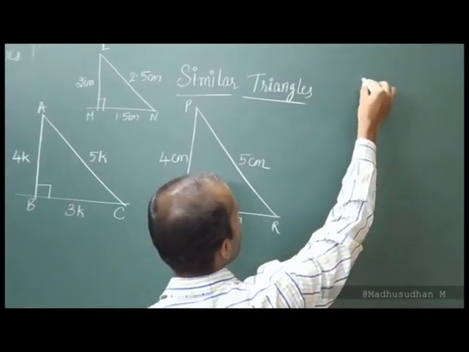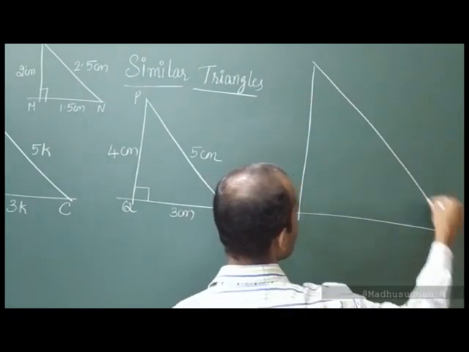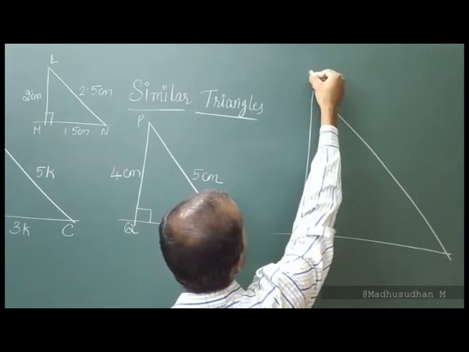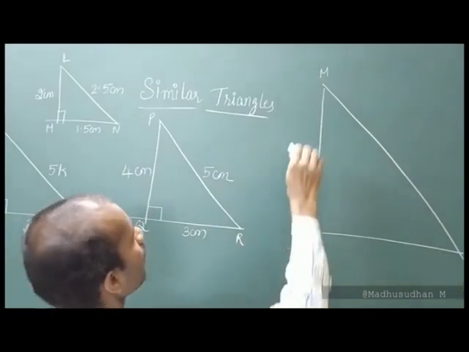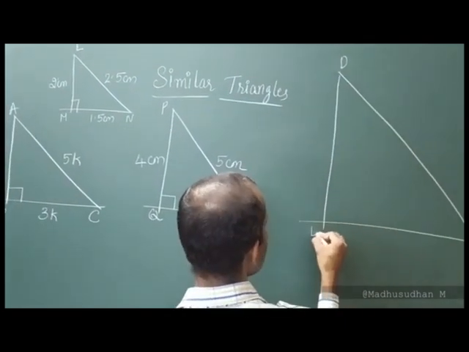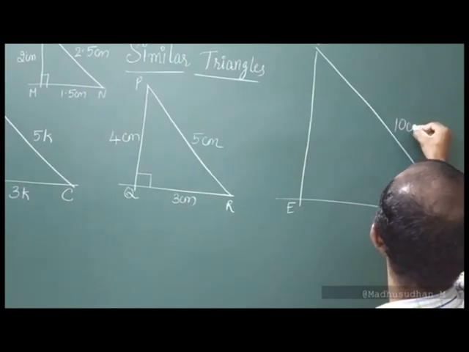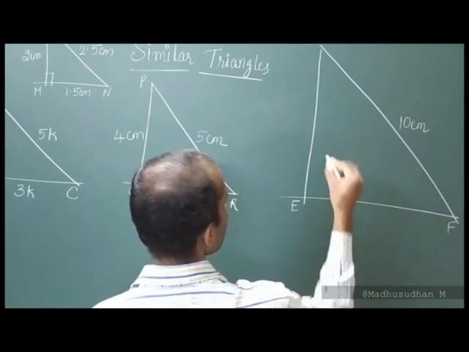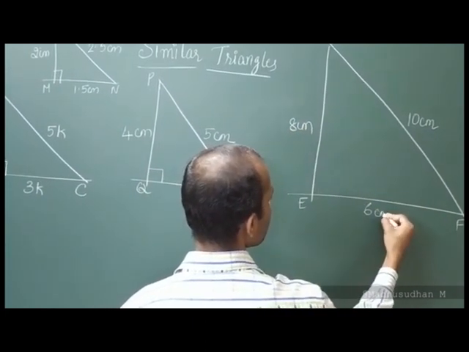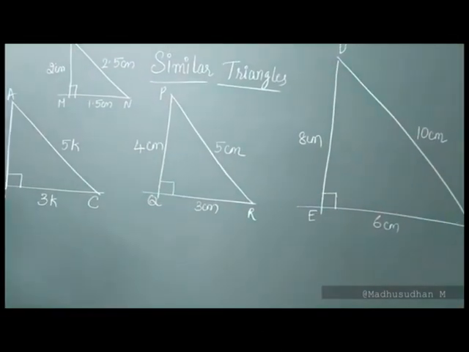Suppose I have one more right angled triangle. Let me call this D, this E and this F. This is 10 centimeters, this is 8 centimeters and this is 6 centimeters, right angled at E. So, a very important point to be told here.